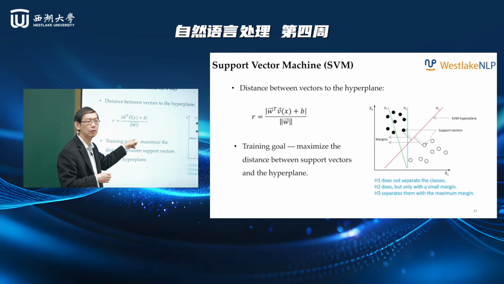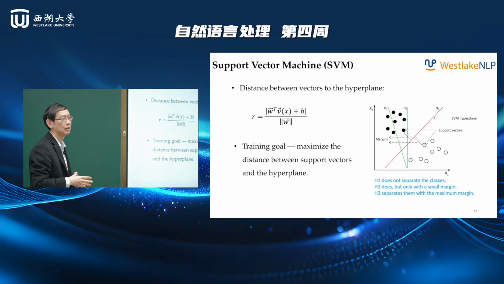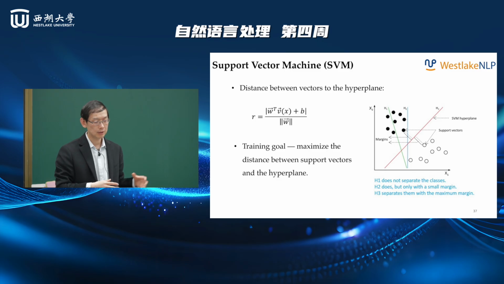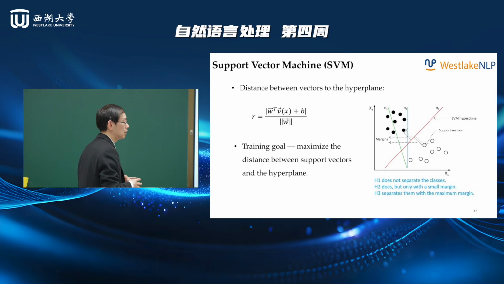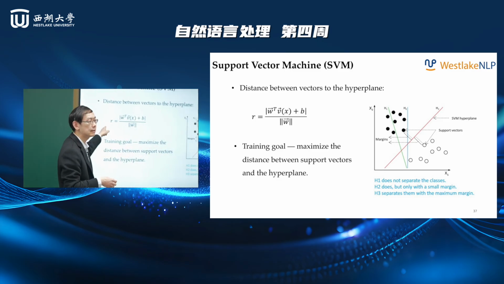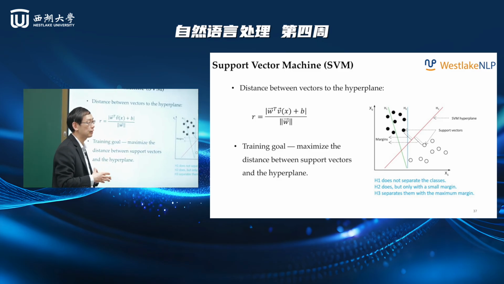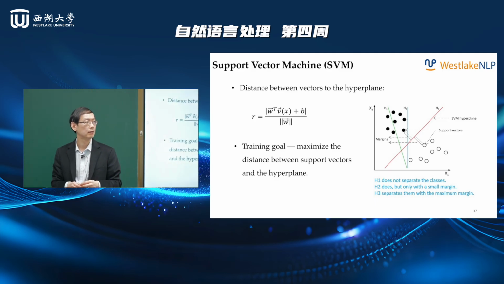Many of you still remember, some of you forget. But if you draw a perpendicular line and find the projection of the dot on the hyperplane, you can find the dot on the hyperplane that is the projection. And you just calculate the distance between the projection and the dot itself, right? That's the distance between a dot and a hyperplane. It's in this equation. So the training goal of support vector machine is to maximize this distance between support vectors and your hyperplane.